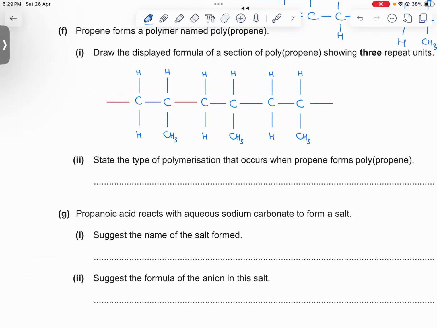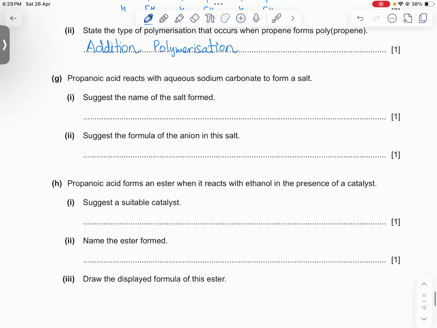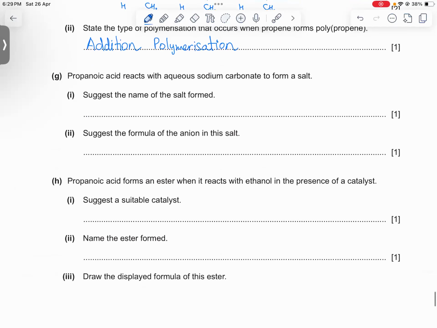Okay, state the type of polymerization that occurs when propene forms polypropene. The type of polymerization which occurs is called addition polymerization. All right. Next, propanoic acid reacts with aqueous sodium carbonate to form a salt. Suggest the name of the salt formed.